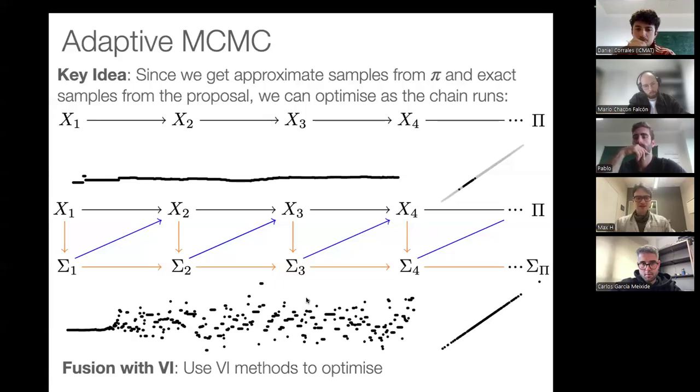Okay, so now we want to fuse variational inference into MCMC. So how are we going to do this? Well, we're optimizing over this parameter sigma 1 or any parameter of the Markov chain. The way that we can use VI is just to use variational inference methods to do this optimization step.